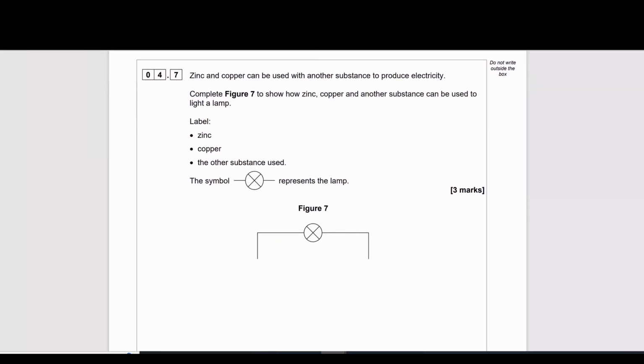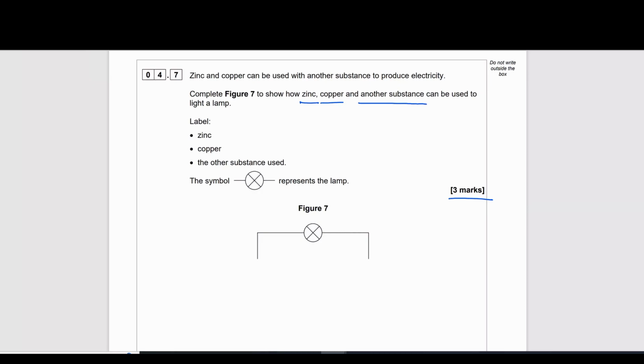4.7. Zinc and copper can be used with another substance to produce electricity. Complete figure 7 to show how zinc, copper, and another substance can be used to light a lamp. Label zinc, copper, the other substance used. The symbol represents the lamp. 3 marks. So, how could this be related to something that we have learned?